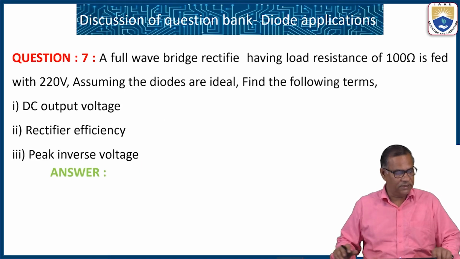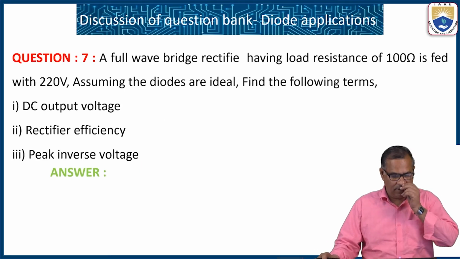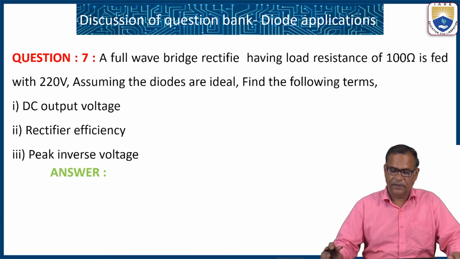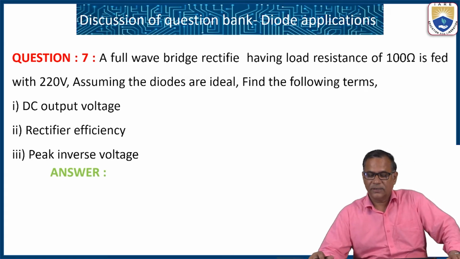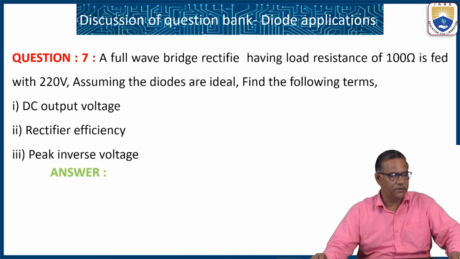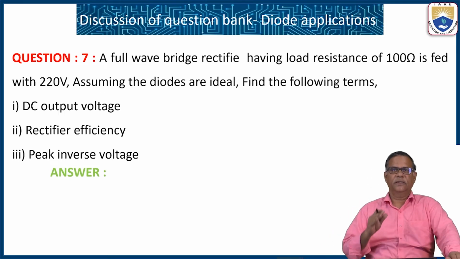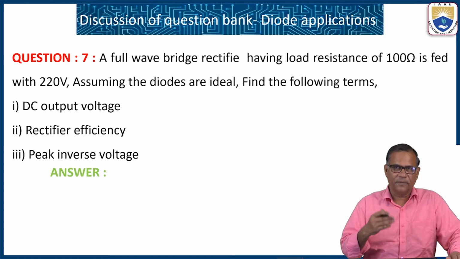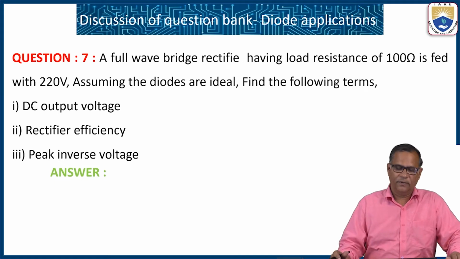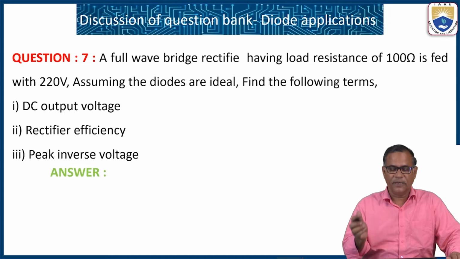Next, let us come to question number 7. This is the bridge wave rectifier which has a load resistance of 100 ohms and it is fed with 220 volts. And assuming the diodes to be ideal, we have to find out the DC output voltage, the rectifier efficiency, and the peak inverse voltage. So all these three parameters have to be calculated for this bridge rectifier. What is the circuit of the bridge rectifier?